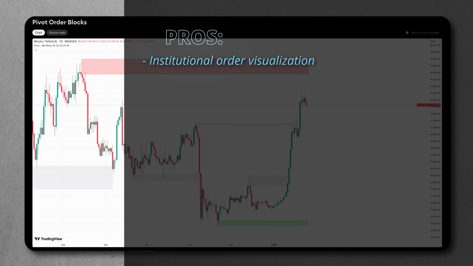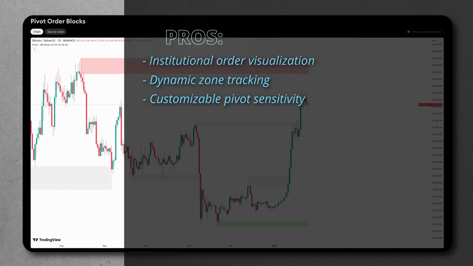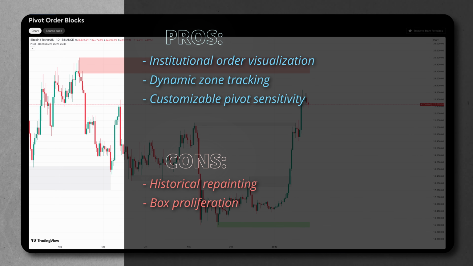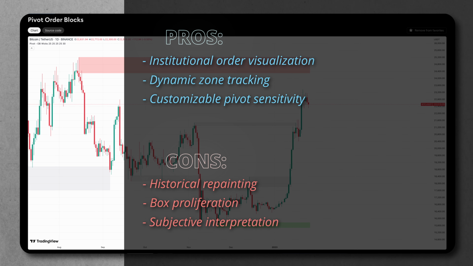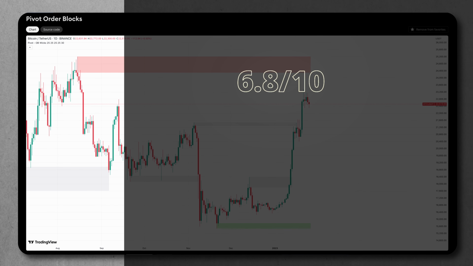Pros: institutional order visualization, dynamic zone tracking, customizable pivot sensitivity. Cons: historical repainting, box proliferation, subjective interpretation. Ranking: 6.8 out of 10.